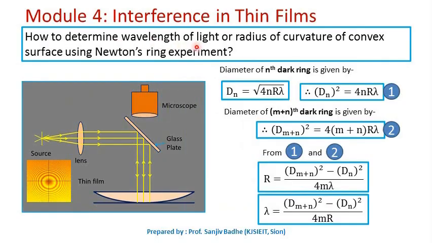How to determine the wavelength of light or the radius of curvature of a convex surface using the Newton's ring experiment. The experimental setup of the Newton's ring experiment is shown here.